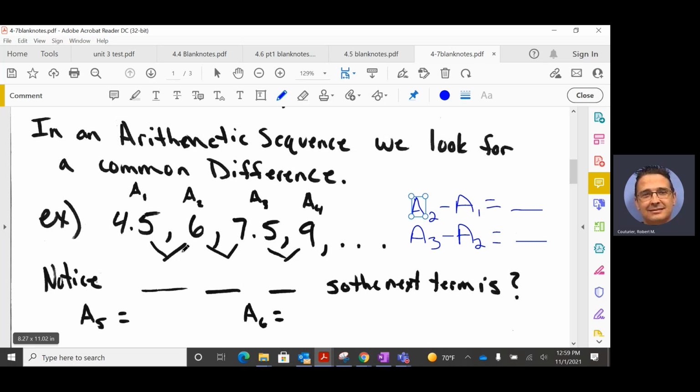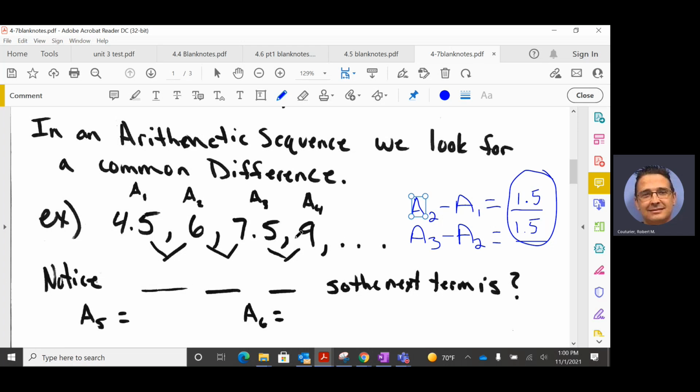So let's look at this. We have a sub 2 is 6. Okay, so we're going to say 6 minus 4.5, and we get 1.5. And then we're going to do a sub 3. So that was 7.5 minus 6. Again, we have 1.5. So we have a common difference here. Our common difference is 1.5. They're adding 1.5 each way along the line, right?